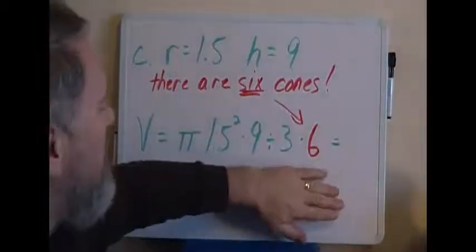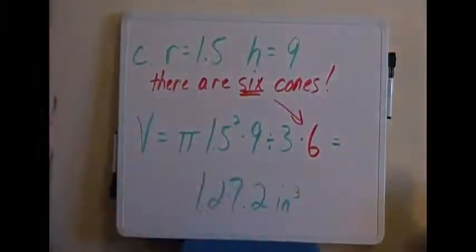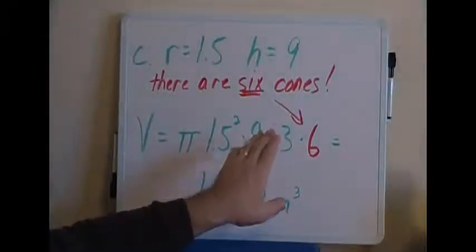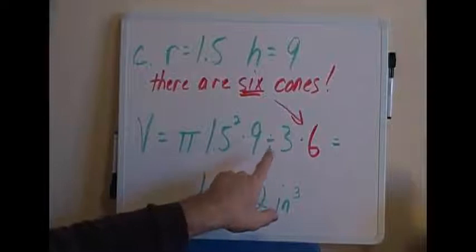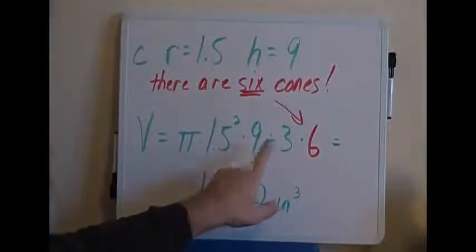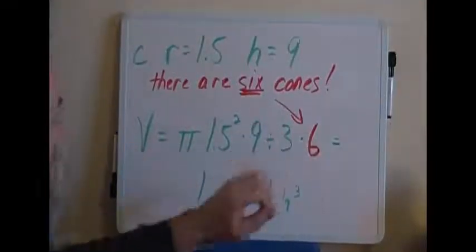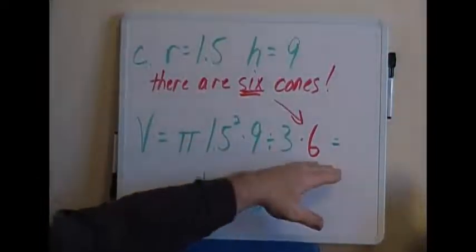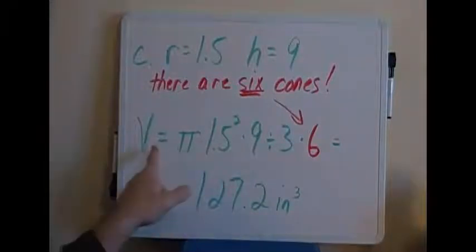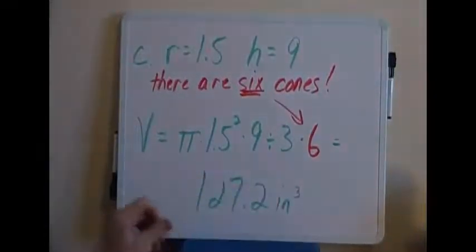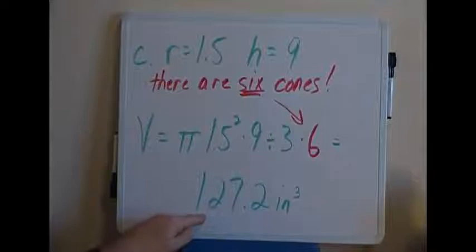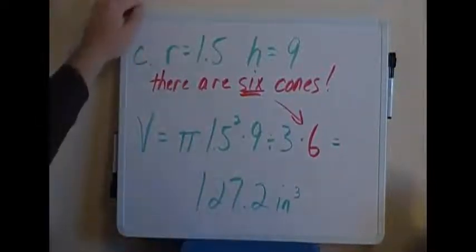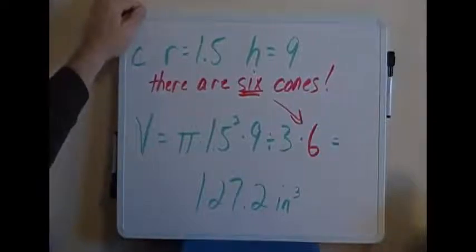Now there's multiple things that you could do here when you put this in your calculator. You could just recognize that 9 divided by 3 is 3, and then just simplify this to 3, and then of course that times 6 is 18, so you could just do pi times 1.5 squared times 18. Doesn't really matter how you put it in the calculator as long as you type everything in carefully and get it correct. And we have 127.2 cubic inches for the volume of our piñata.